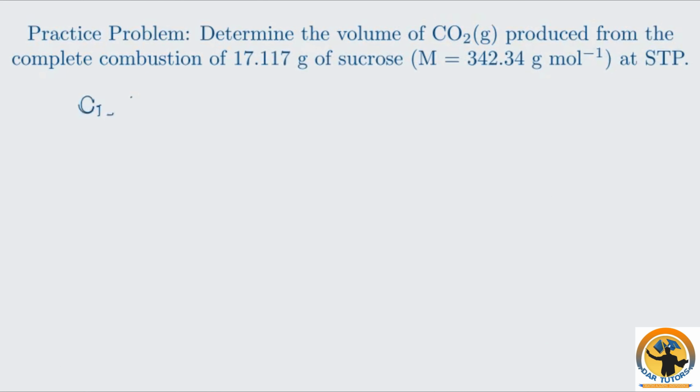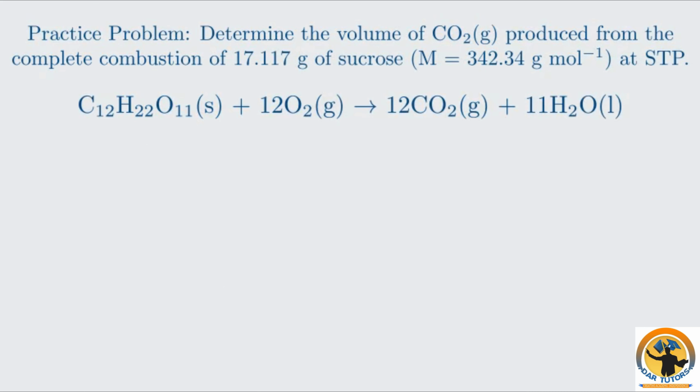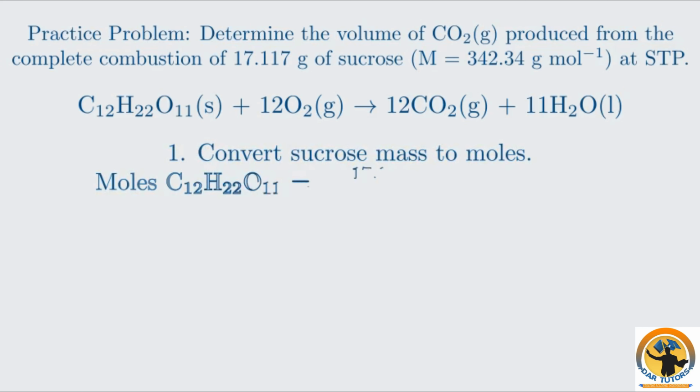Let's work through another problem. What volume of carbon dioxide is produced from the complete combustion of 17.117 grams of sucrose at STP? The molar mass of sucrose is 342.34 grams per mole. Step 1. Moles of sucrose equals 17.117 grams divided by 342.34 grams per mole, which is 0.0500 moles.